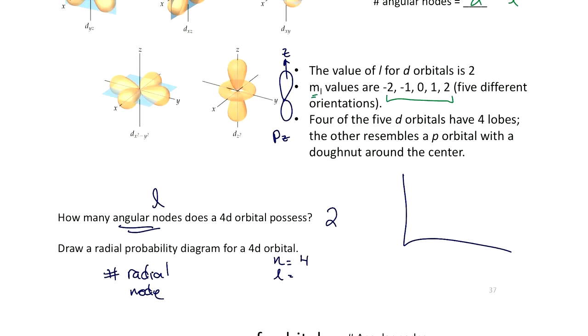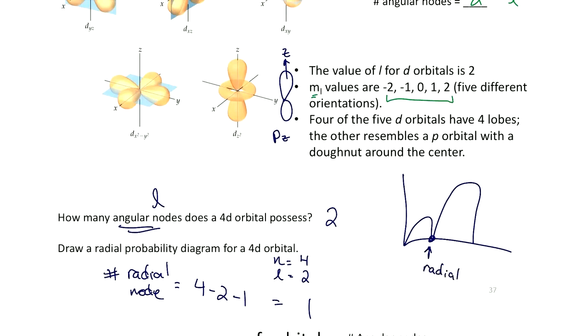L is 2. So how many radial nodes are present? 1. Yep, so it's 4 minus 2 minus 1. So I'm going to have a graph that has 1 radial node. So how many humps will be on it? 2. Yes, because you do 1, 2. And so only that middle one is a radial node.